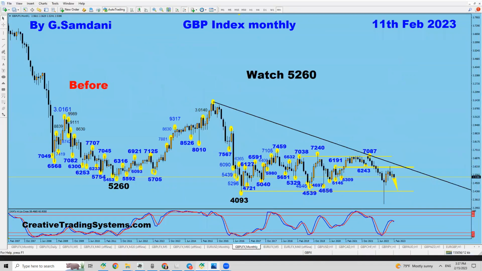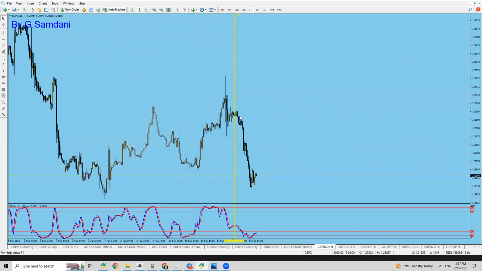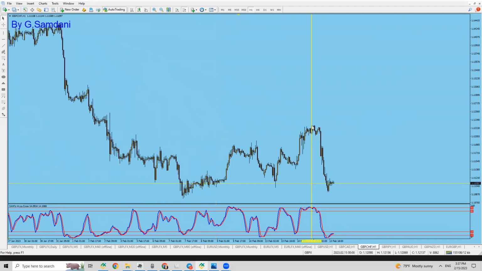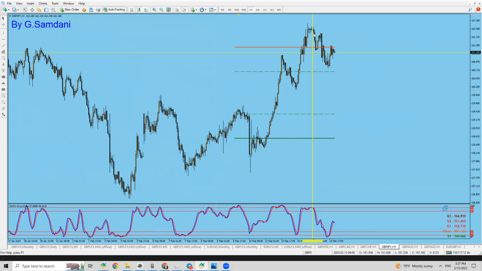So let me show you what happened to these pound pairs, starting with pound USD. This is today, starting 15th February, and look what happened. Pound USD, pound CAD, drop. The yellow line is the day starting, February 15th. After the yellow line, pound franc dropped, pound USD, pound CAD, and all the pound yen dropped, but only a little bit because yen is also very weak, so it's pulling it to the upside.